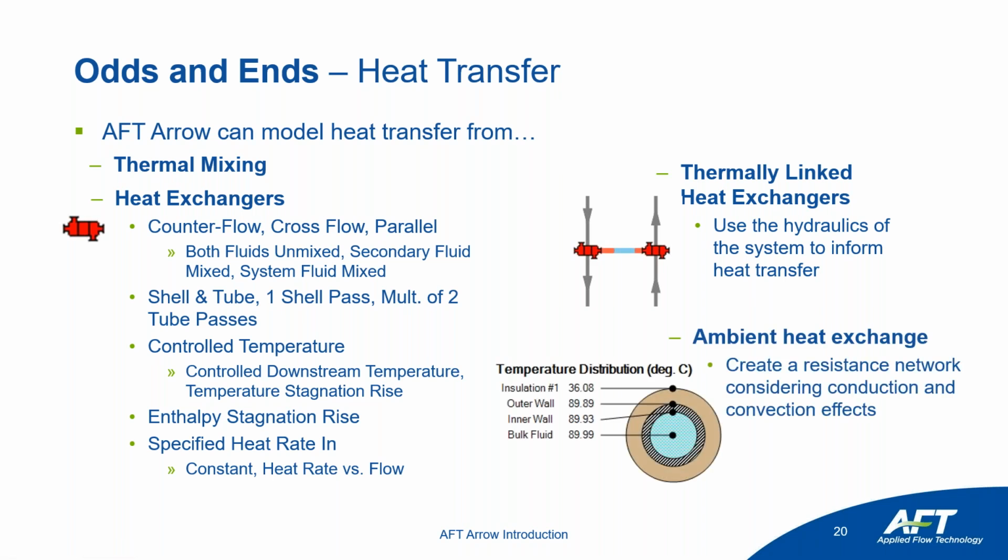Then finally, you can also consider ambient heat transfer. So if you have your very large piping network, determining how much insulation do you need on your pipes to meet different standards or to avoid condensation, or in the case of pipes out in the sun, how do you make sure that you're accounting for that ambient heat rate or that heat flux from the sun shining on your piping. So it'll create a resistance network, again, considering the internal conduction through the pipe material, through any insulation, and then obviously the external convection effects as well.